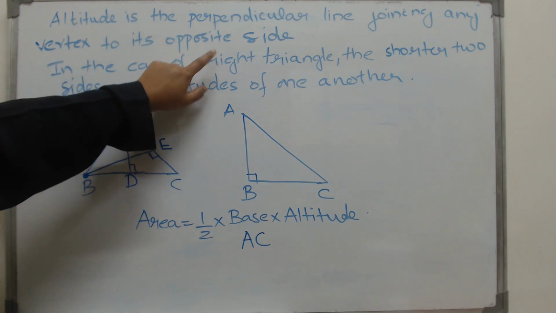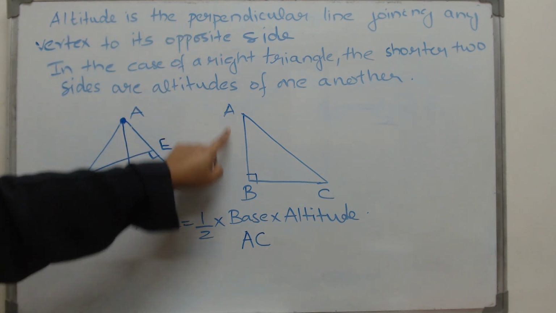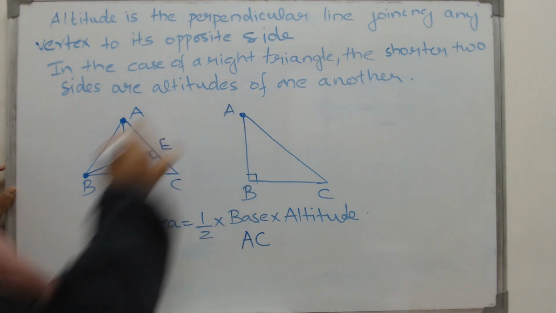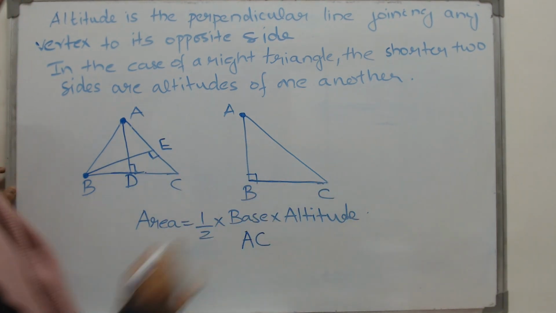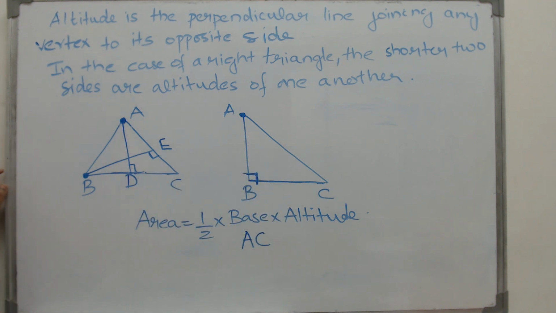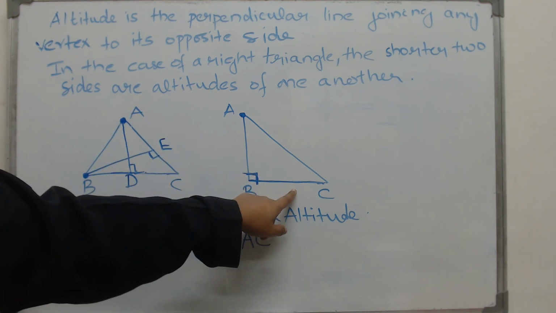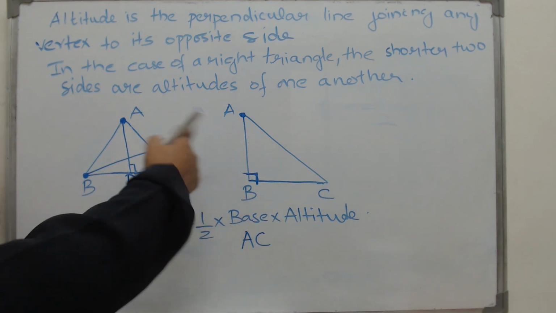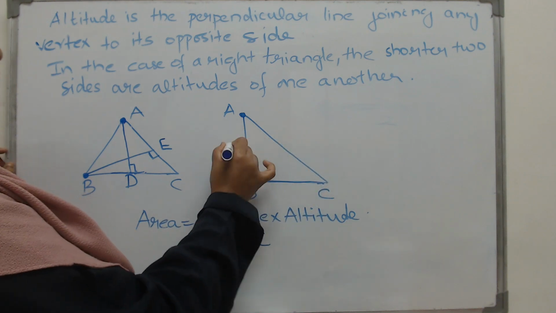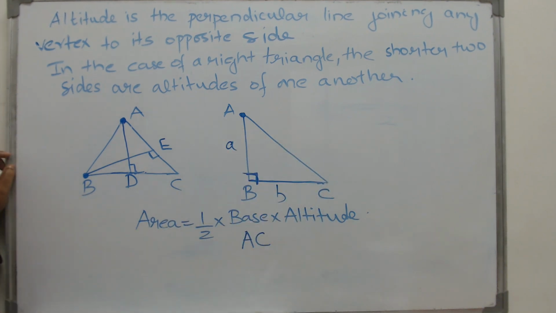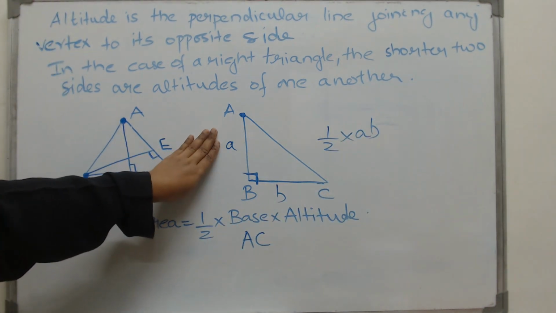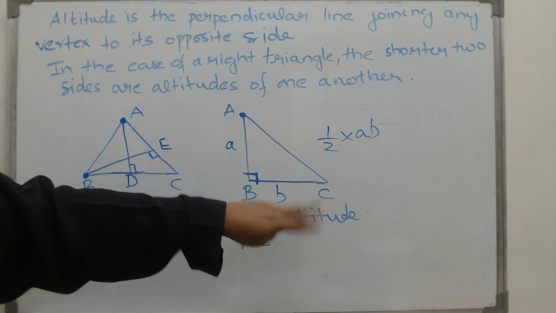Now, in the case of a right triangle, remember both of your shorter sides will not have any other altitude. Why is that? Here a vertex, here an opposite side, there it is perpendicular. So AB is the altitude of BC, BC is the altitude of AB. So if you want to find the area of a right triangle, suppose this is A and this is B, all you have to do is half into AB, because if you take this as the base, this will be the altitude and vice versa.